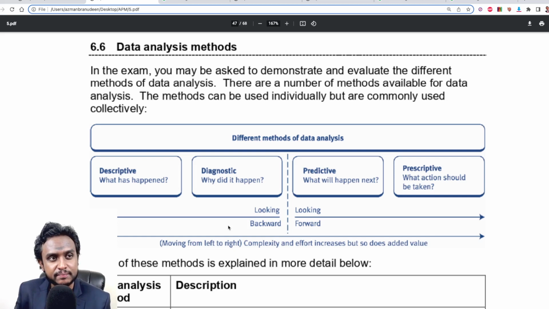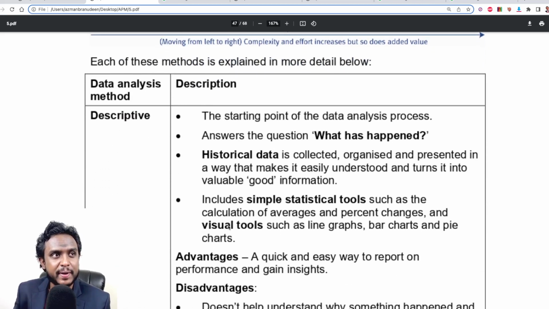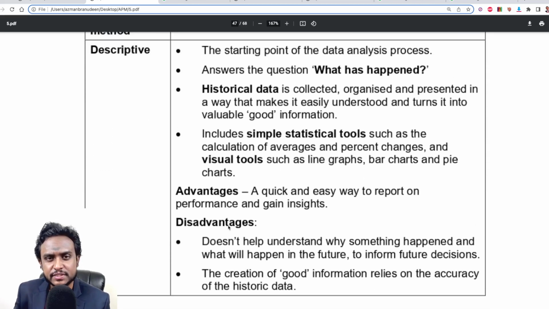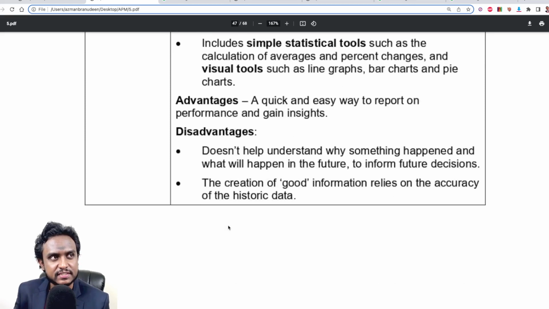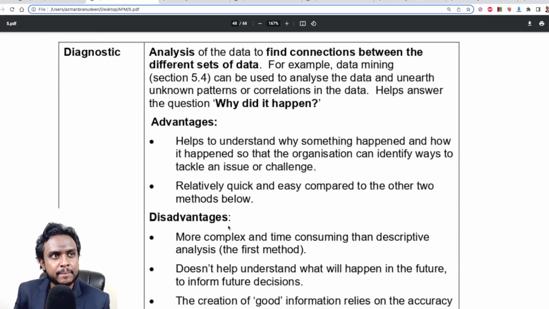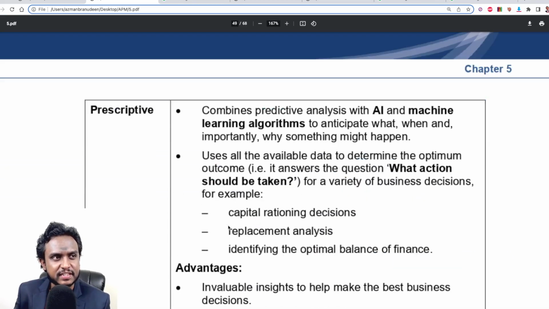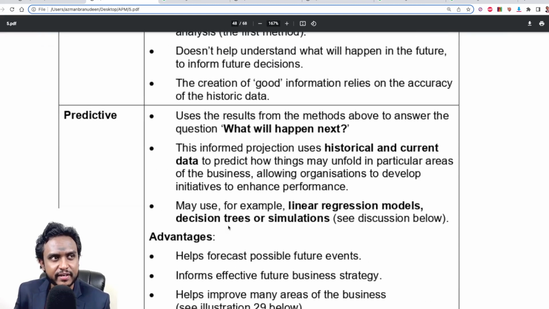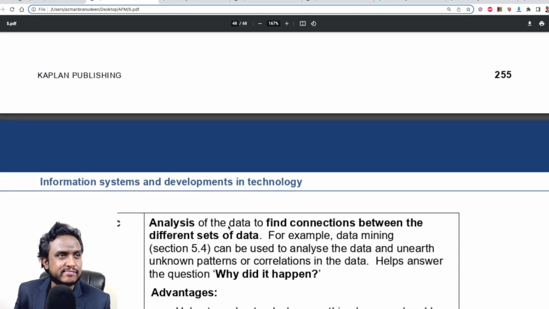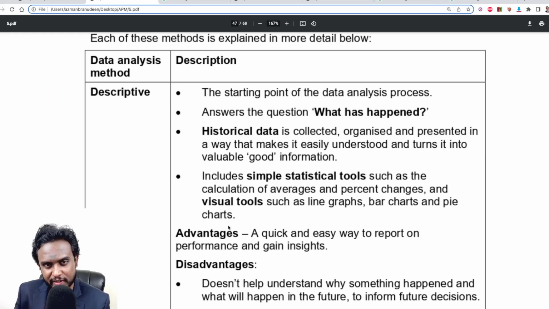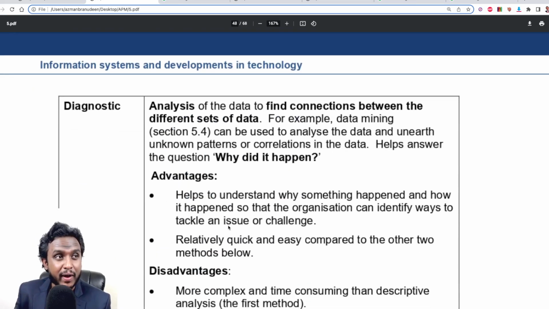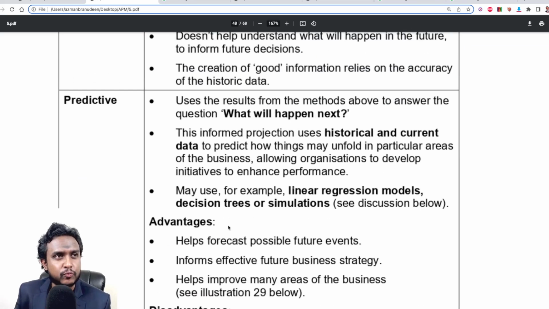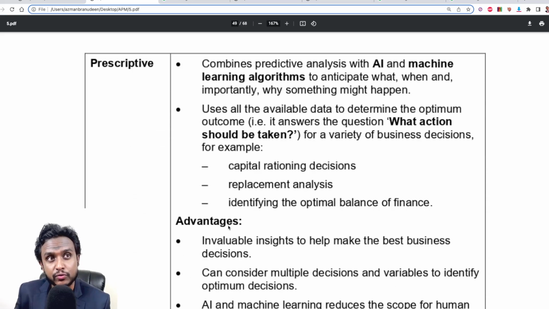So moving from left to right, complexity and effort increases, but added value also keeps on increasing. You basically have a basic description and each of the advantages and disadvantages of descriptive, diagnostic, predictive and prescriptive listed here in the illustrative table, which you can take a look at. The points are fairly straightforward. It's all surrounding the main four questions: what has happened, why did it happen, what will happen next, and what are we going to do about it? What action are we going to take?